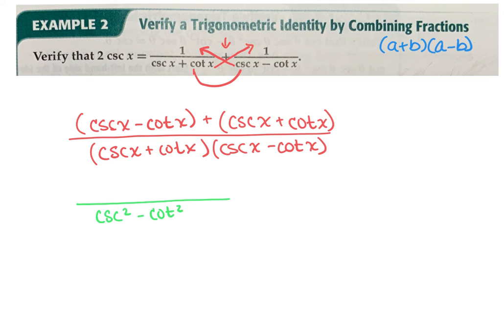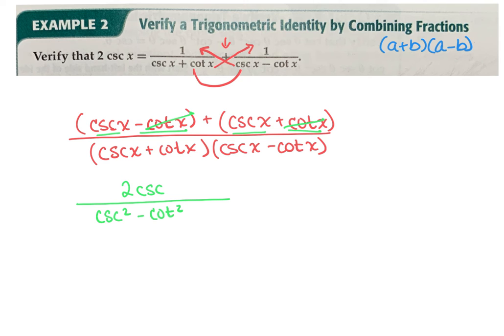On the top, we have cosecant minus cotangent plus cosecant plus cotangent. Combine your like terms because it's all it is. So we have cosecant plus cosecant is 2 cosecants. And that's actually all we're going to have. 2 cosecants. And then we have a negative cotangent and a positive cotangent that zeroes out. All right?